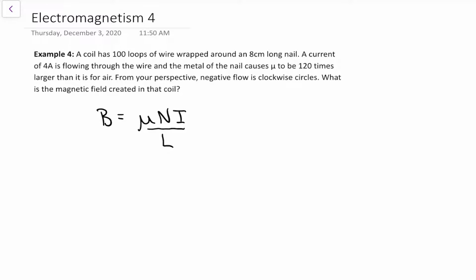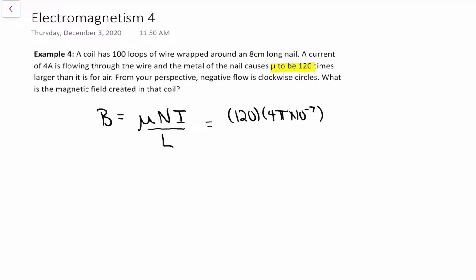If we could jam those coils even tighter together, that would have the effect of increasing the magnetic field. Plugging in our numbers, mu for air is always 4 pi times 10 to the negative 7. Because we've wrapped it around a nail, the metal of the nail magnifies the field constant. So instead of 4 pi times 10 to the negative 7, I'm going to put in 120 multiplied by the 4 pi times 10 to the negative 7.